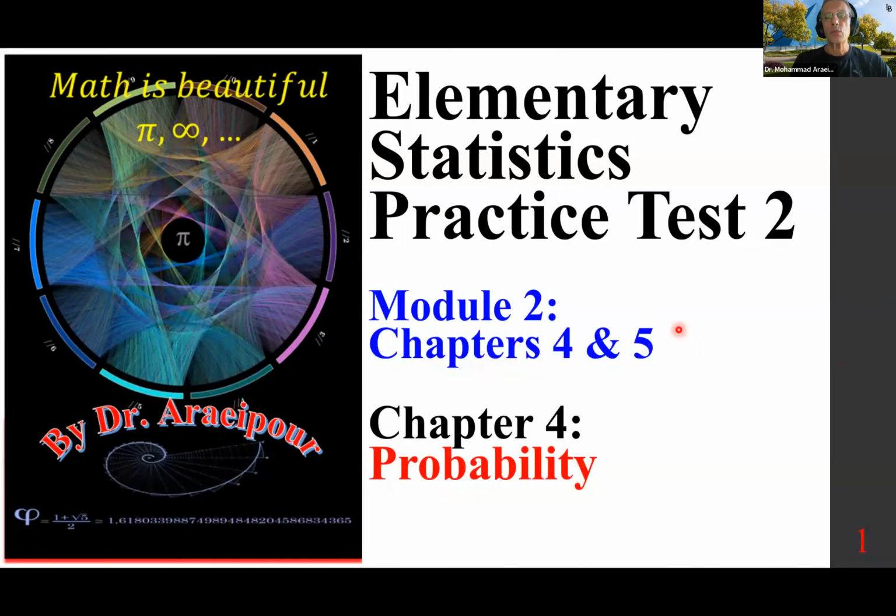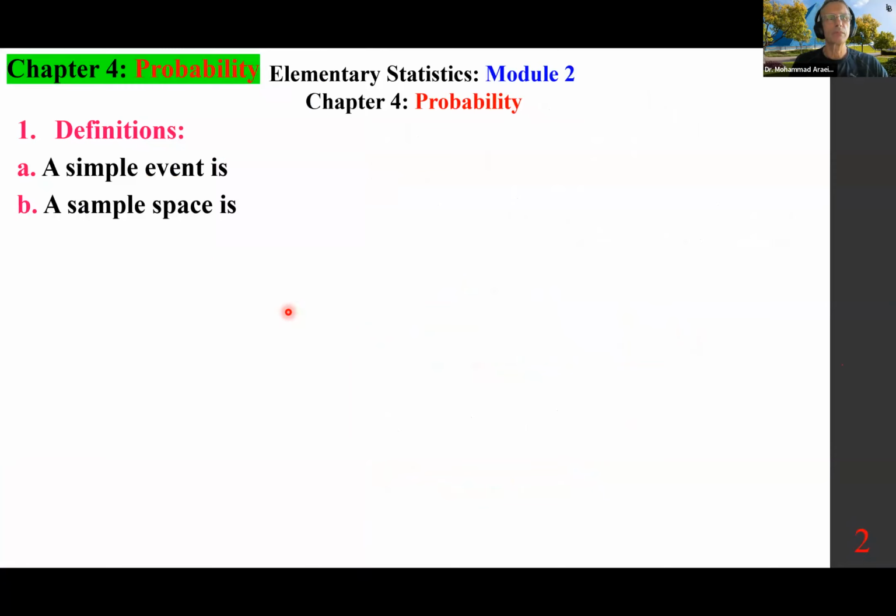Good morning, class. We are looking at elementary statistics practice test number 2, covering module 2, chapters 4 and 5. Here's chapter 4, probability. Chapter 4, probability, we have some definitions: a simple event, a sample space.